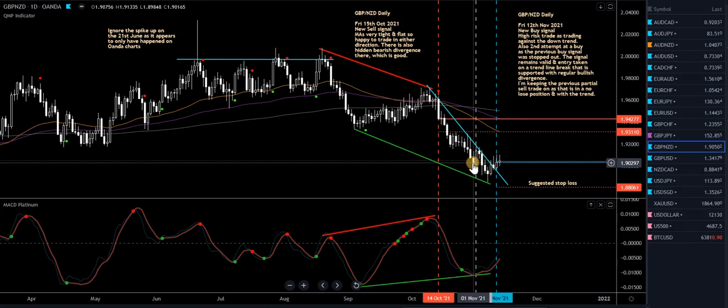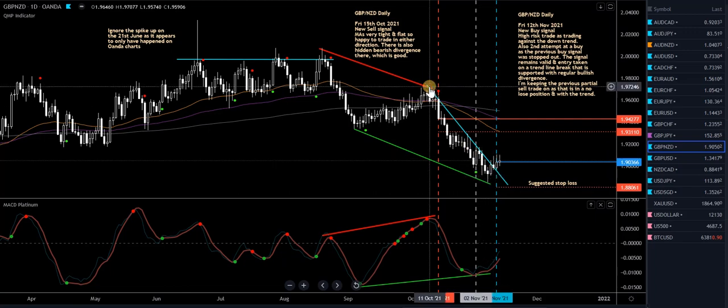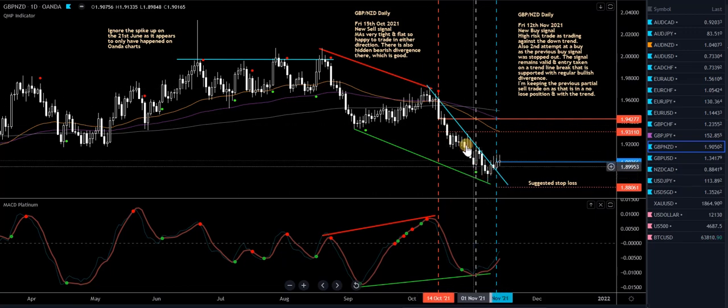So it's going down nicely. Took a buy in here. That's why I left the grey vertical line there. Got stopped out. That was a loser. The buy signal, the green dot remains valid.